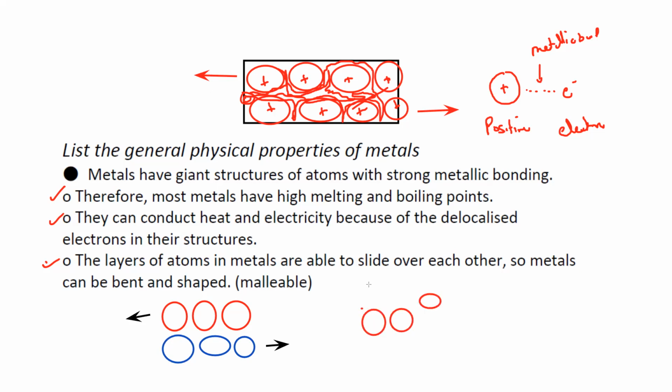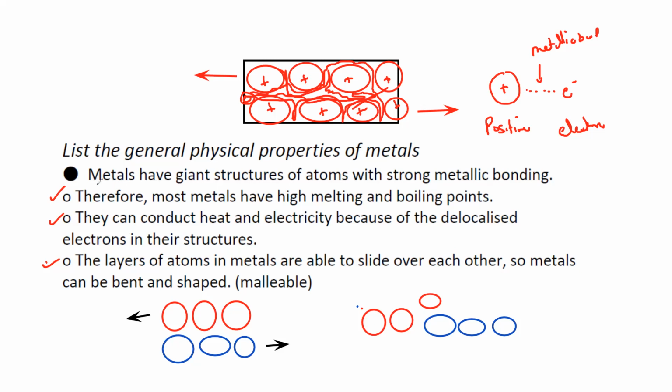a sheet, as these layers are sliding over each other, but the layers do not break. So as you can see, one layer is sliding over the other. The layers do not break, and we call this material malleable. If the layers break, we call that brittle. So these are some general properties of the metals.